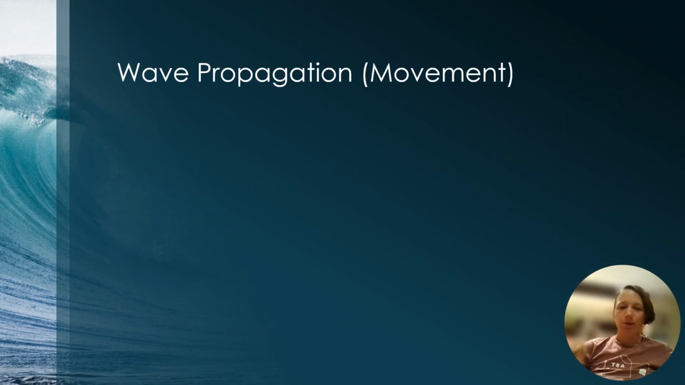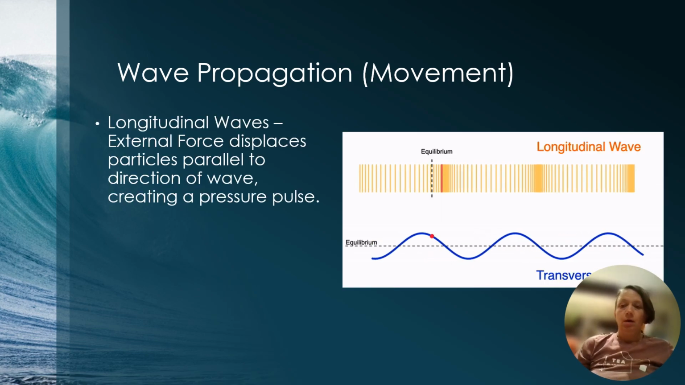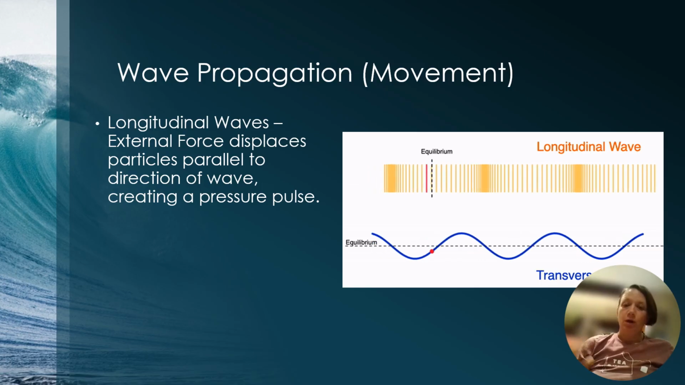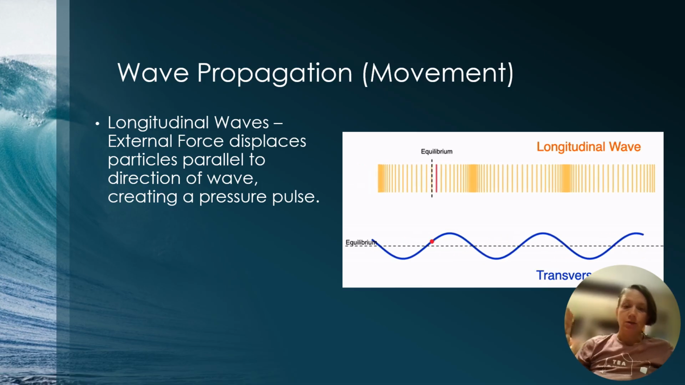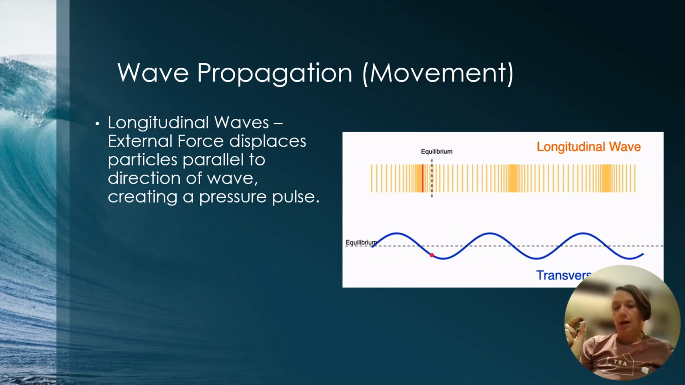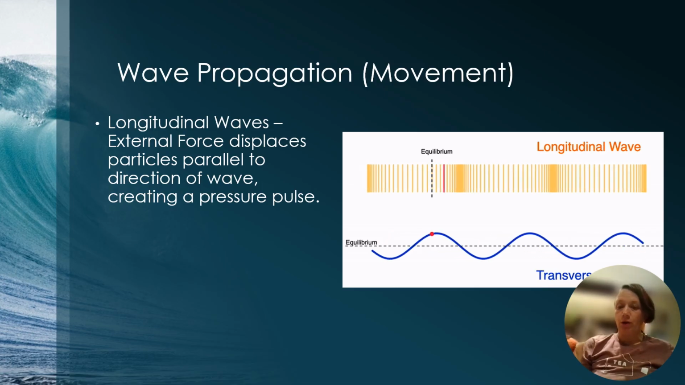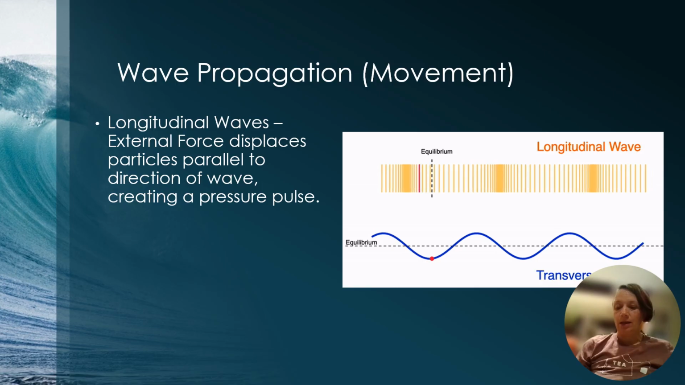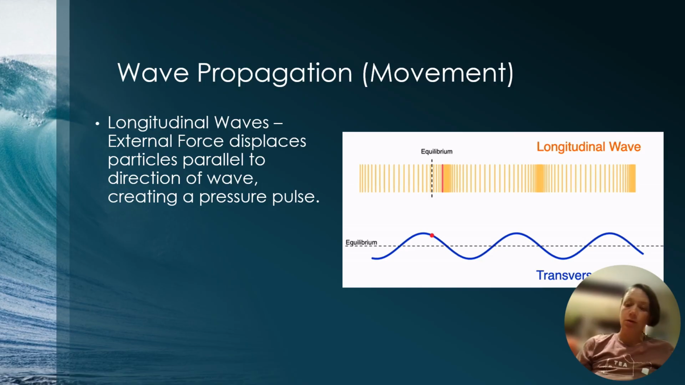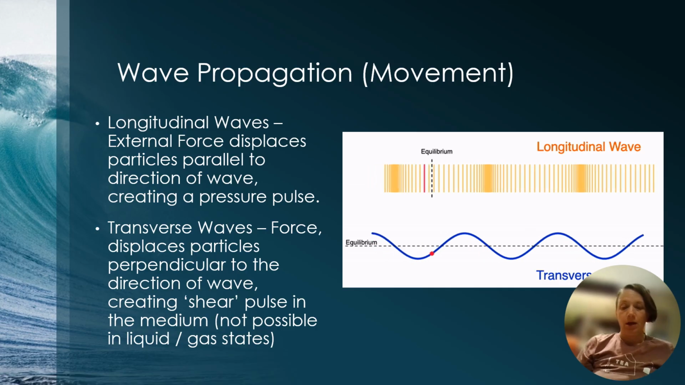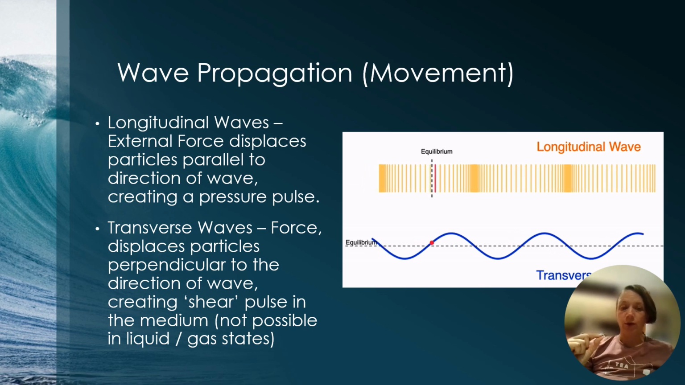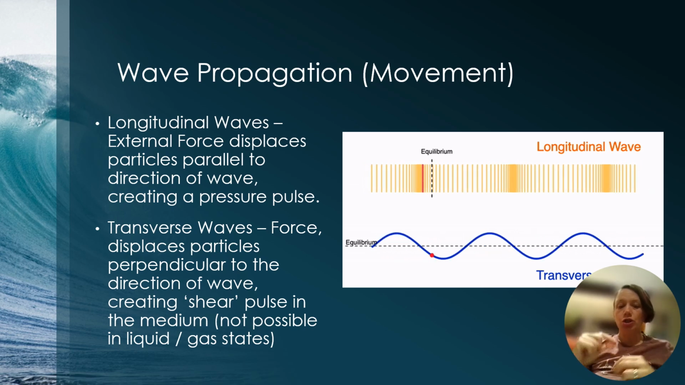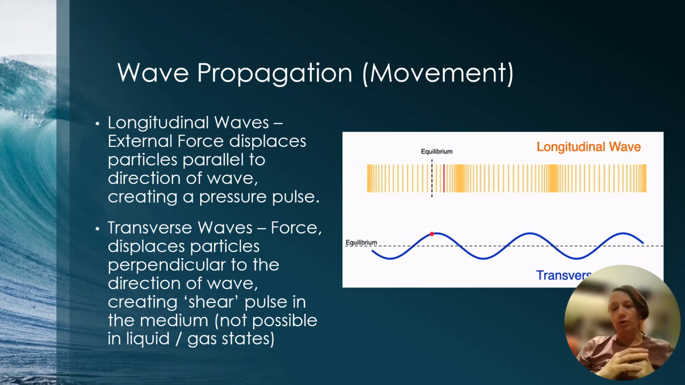Okay, so now I want to talk a little bit more about wave propagation. Why do waves move through the medium anyway? Well, for a longitudinal wave, we know that the wave source displaces the particles parallel to the direction of the wave. This creates a pressure pulse in the medium, and those bonds are going to be stretched or compressed in the medium, transmitting the energy to the next bond, to the next bond, the next bond. A transverse wave is going to displace the individual particles perpendicular to the direction of the wave, and that creates a shear pulse in the medium, or a sliding pulse.